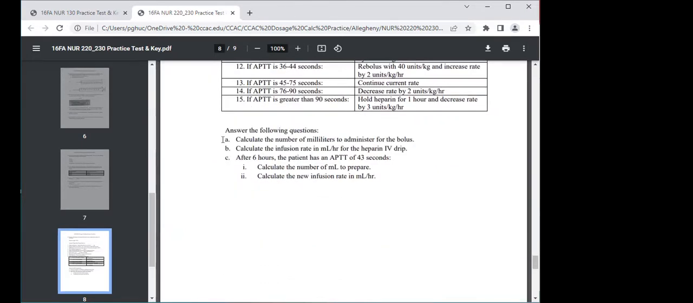On your test, you will see 2 out of the 4 of these questions. You will most likely see A and B, but you could see C1, C2. What I mean by that is you're going to get asked 2 questions. The first one is to calculate a bolus, and the second is to calculate an IV drip. And it's either going to be after you check the APTT, or it'll be the initial sequencing of things.